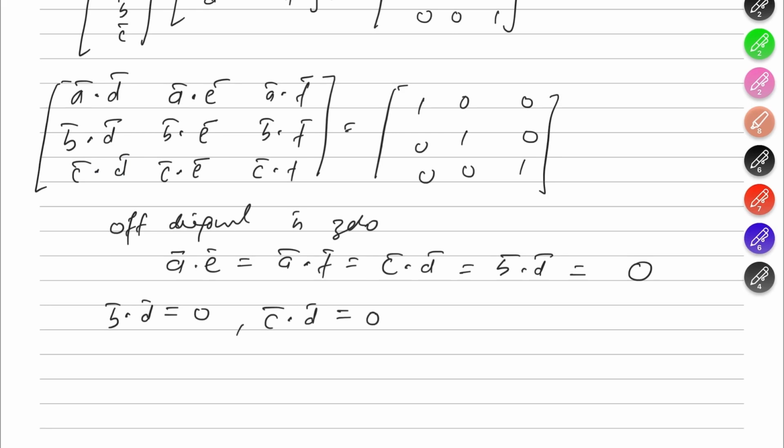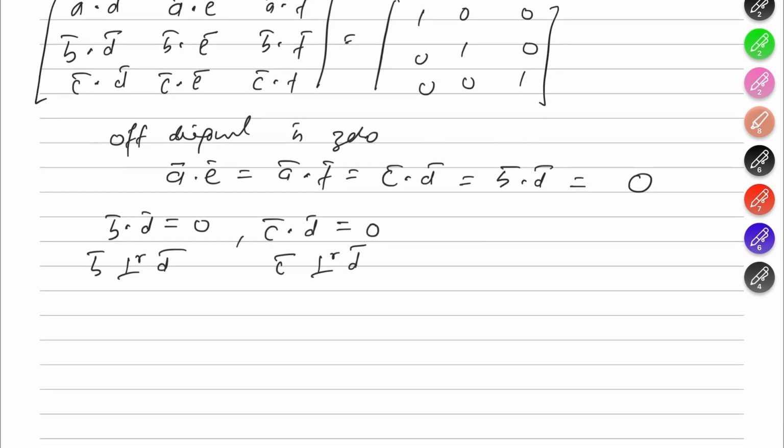Since these are 0, it clearly means that if the dot product is 0, then the B vector is perpendicular to D. Similarly, C is perpendicular to D. So vector D is perpendicular to B, and also perpendicular to C. So what does it mean? It means that if the vector D is perpendicular to B as well as to C, then D is parallel to B cross C.